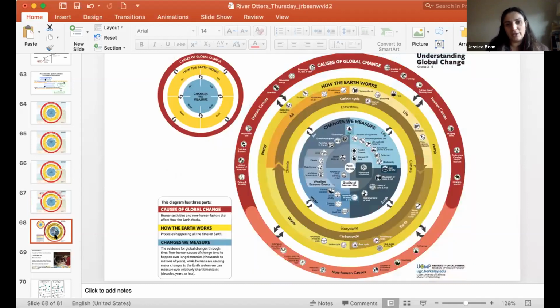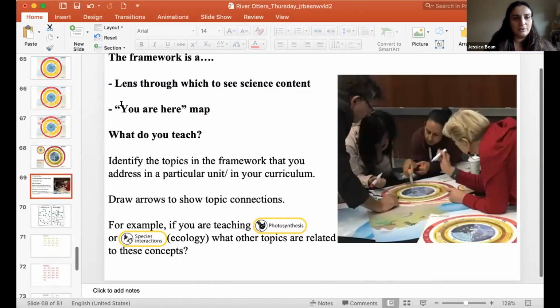And just to show you really quickly, I don't expect you to absorb any of this, but we have a lot of concepts that we've put into what we call the infographic. We call it an infographic because it's very complex and we wouldn't expect you to digest it all at once or in 2 minutes. But the idea is that there are lots of things we can measure. There are lots of fundamental things that tell us about how the world works. And then there are lots of things that especially humans do that cause changes in our Earth system and those interconnections. So this framework that I'm just very briefly showing you is a lens through which to see science content.